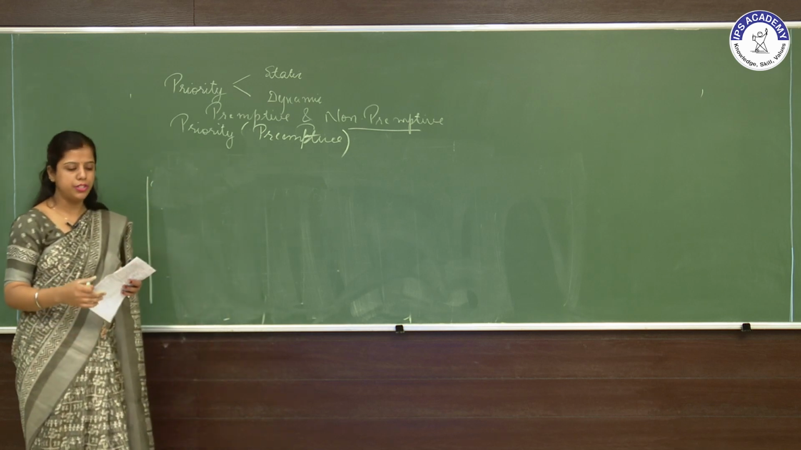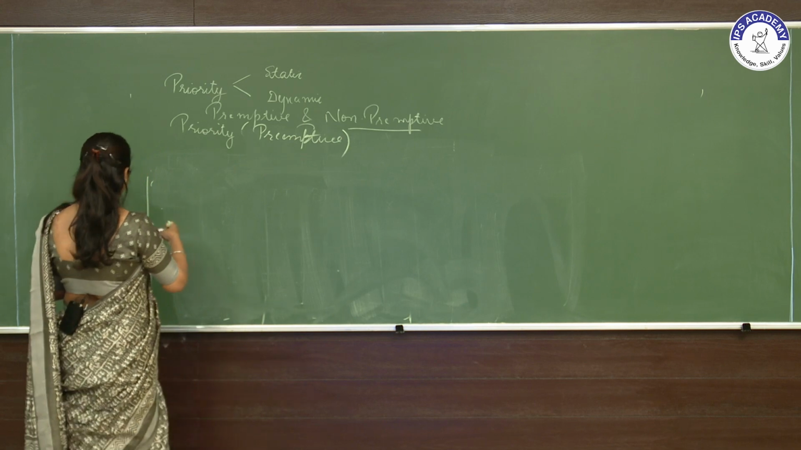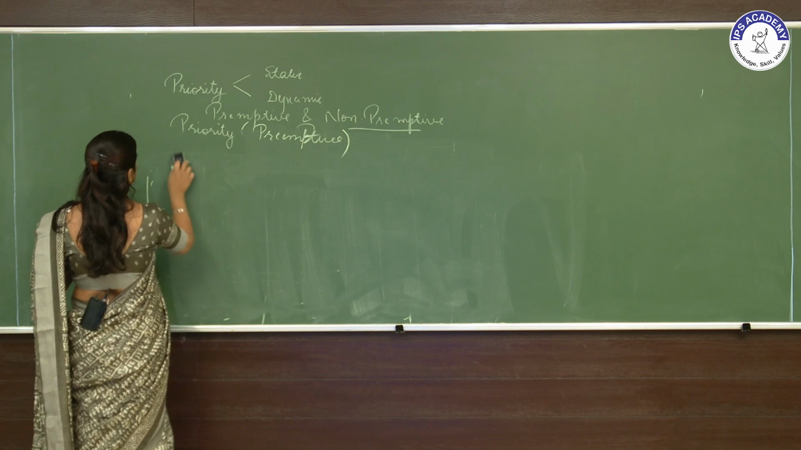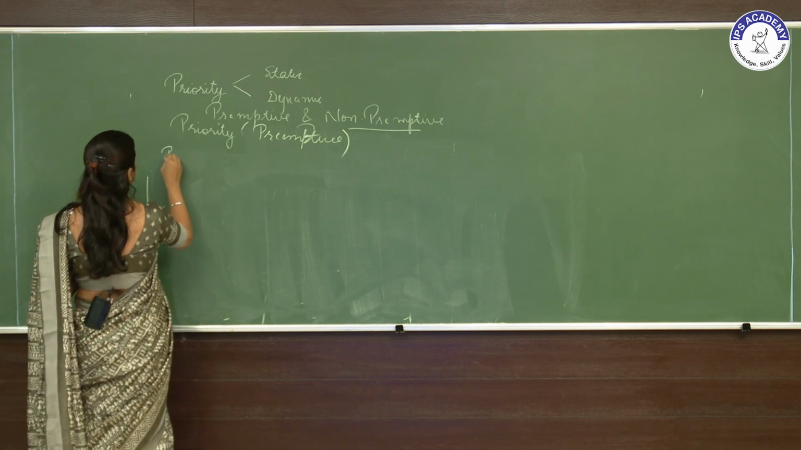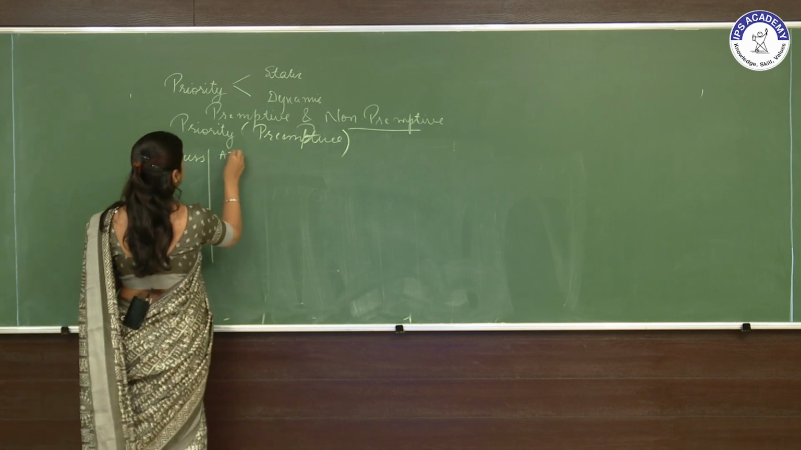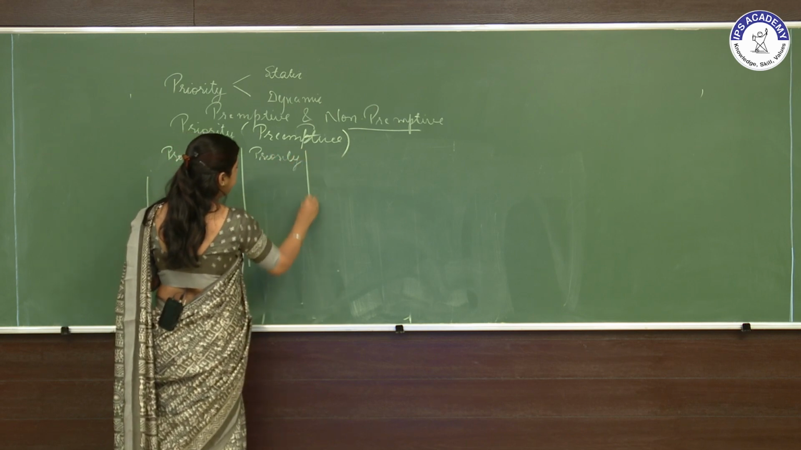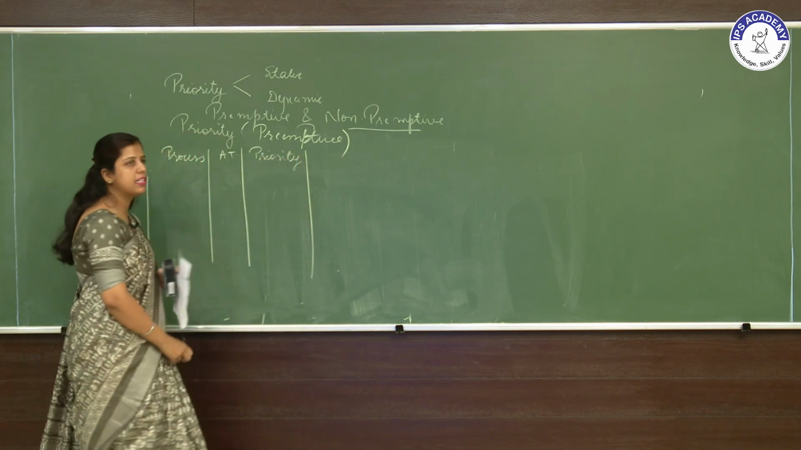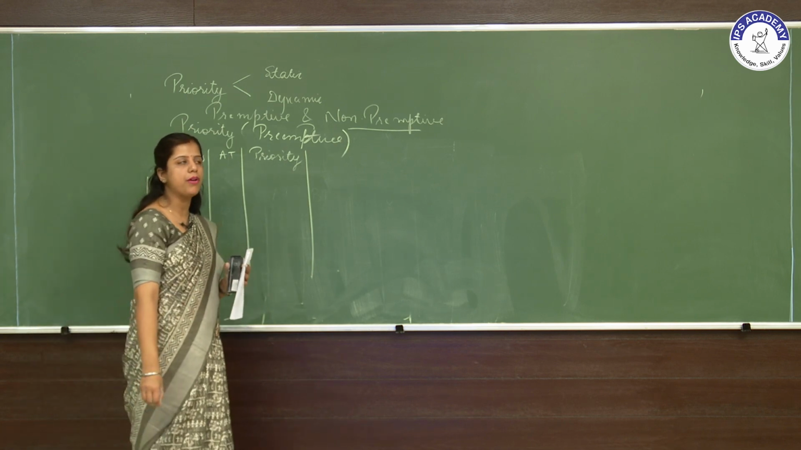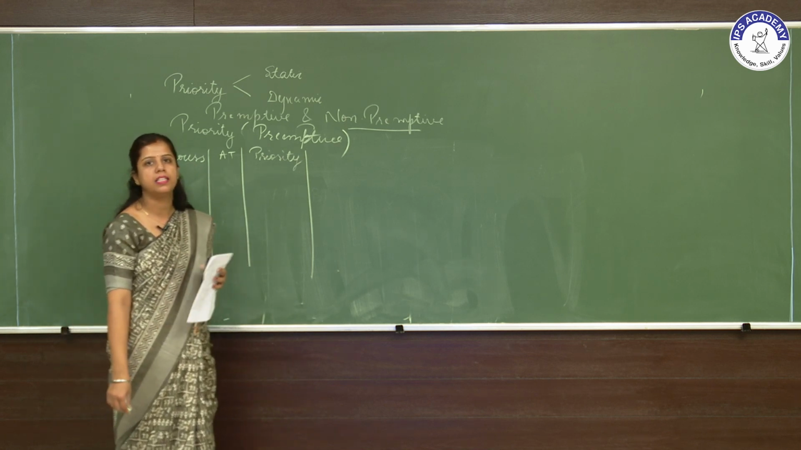Priority preemptive scheduling algorithm. I am writing this numerical, so we will solve process, then arrival time, then priority. It will be given in the question. If it has not been specified in the question that lesser the number, higher the priority, then you can take by default that lesser the number, higher will be the priority.